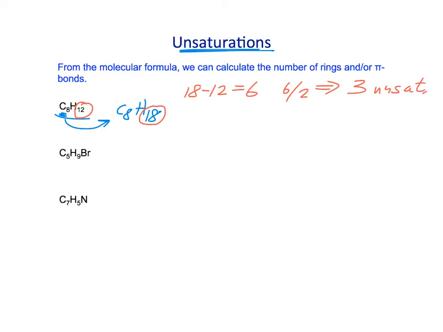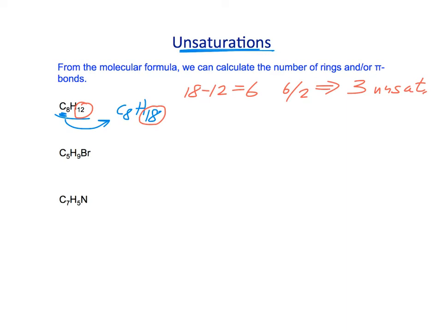Okay, so a molecule with C8H12 could have 3 rings. It could have 3 double bonds. It could have a ring and a triple bond. It could have a triple bond and a double bond. Or 2 rings and a double bond. Those are all ways to come up with 3 unsaturations, right? So it didn't solve everything, but it narrows things down or gives us some information.